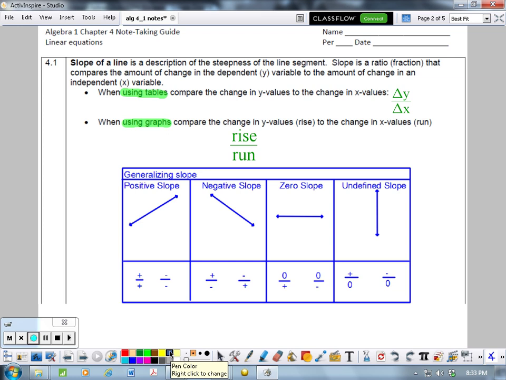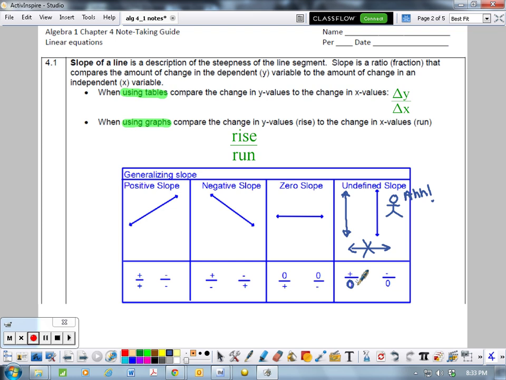So we're going to look at this numerically. On the undefined slope, we've got our little dude. Numerically, we're moving up or down, but we're not going across. No across, which means there's no movement, and that gives us 0 on the bottom.